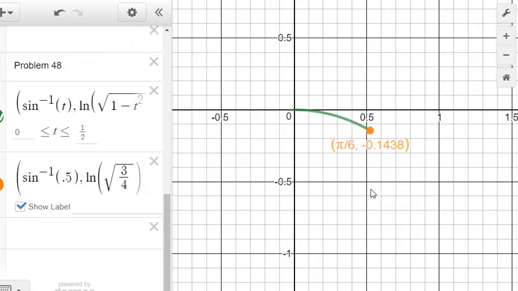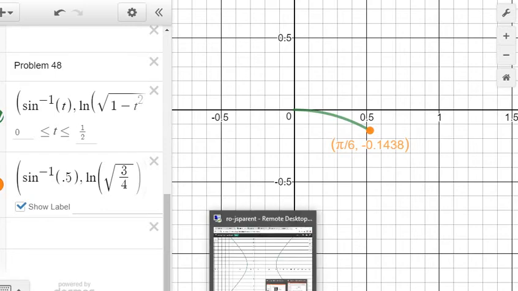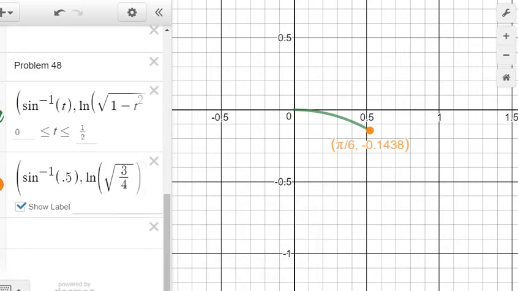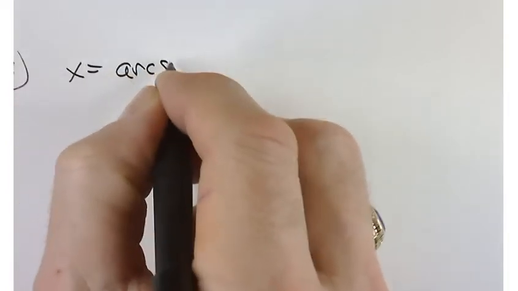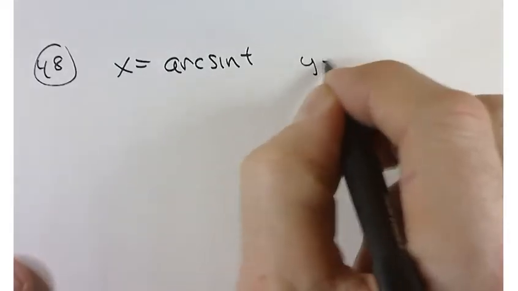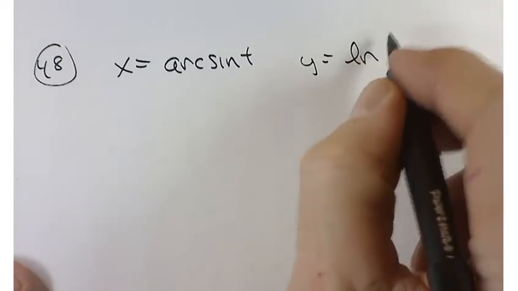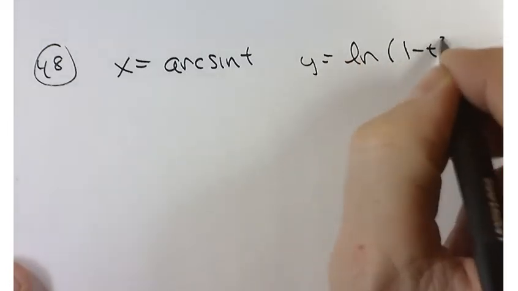All right. Let me write down a few things. Let's write down problem number 48 for ourselves and then do some work on it. Mostly what this is going to be is some practice of integration, a little bit of work with some of your old functions, logarithms, etc. x is the arc sine of t, and y is the ln of 1 minus t squared to the 1/2.